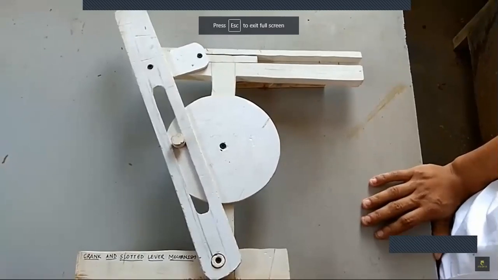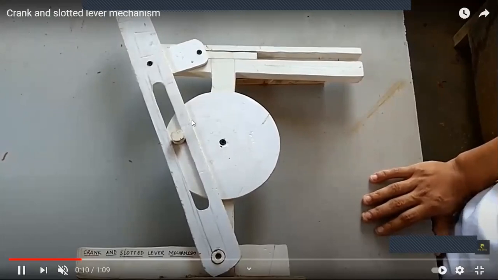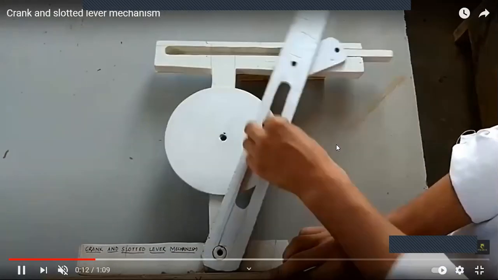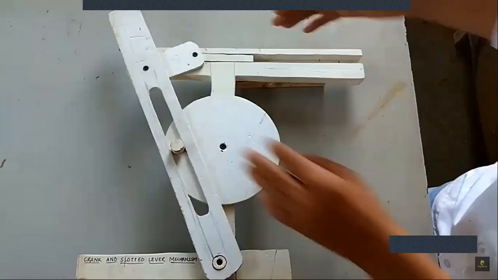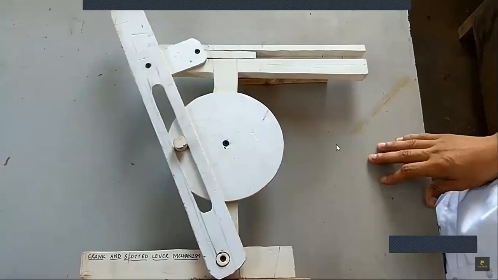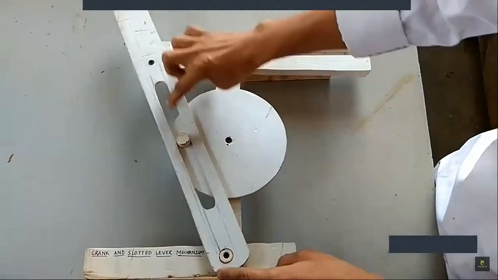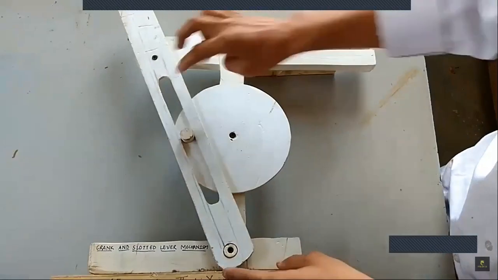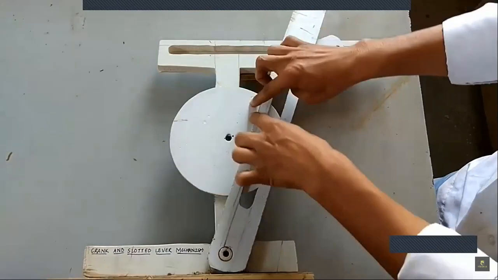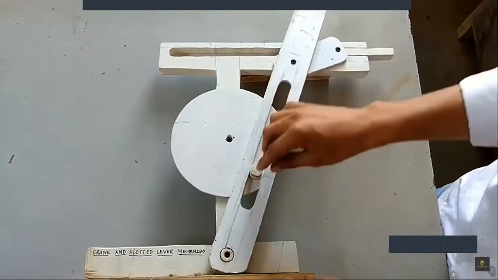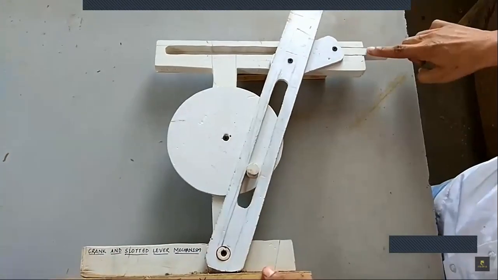You can see how we can weld it with wooden bars. So this is functioning manually without any motor or external force. That is the slotted bar, and that is the slider which is connected to the crank. So when the crank moves in the clockwise direction, the slider in the slotted bar moves.